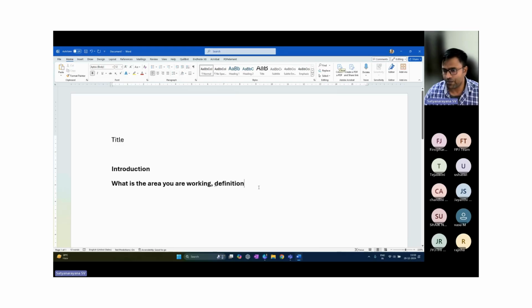If my paper is about some rare cancer cells, then I need to start with metastasis. Metastasis is a field like that. You need to start with the definition. Then later you need to give the brief concept of what this area of your work is actually going through.